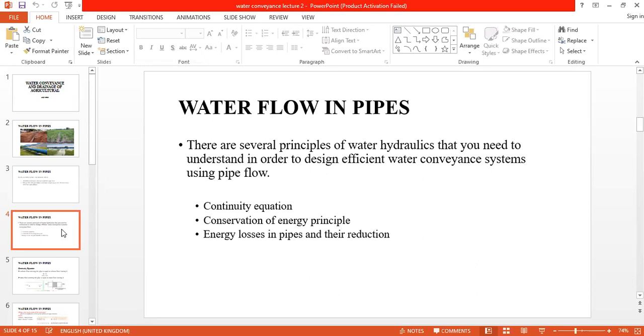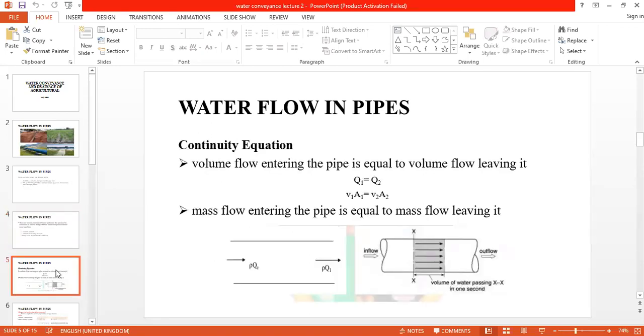So the first thing that we're going to look at is the continuity equation. Then we'll look at the conservation of energy principle. Then in the end, we're going to look at energy losses as water is going through a pipe system, how energy is being lost. And this has an implication on how much power you're going to use to deliver this water to your farmland. So we're going to start with the first principle, which is the continuity equation.